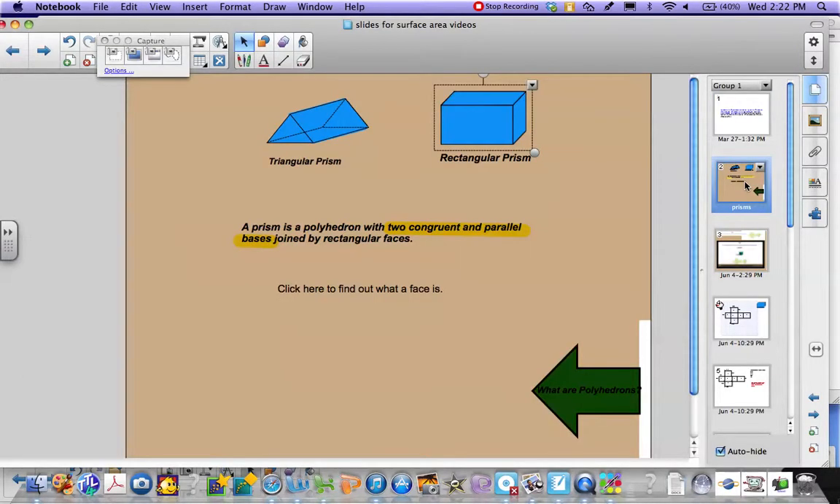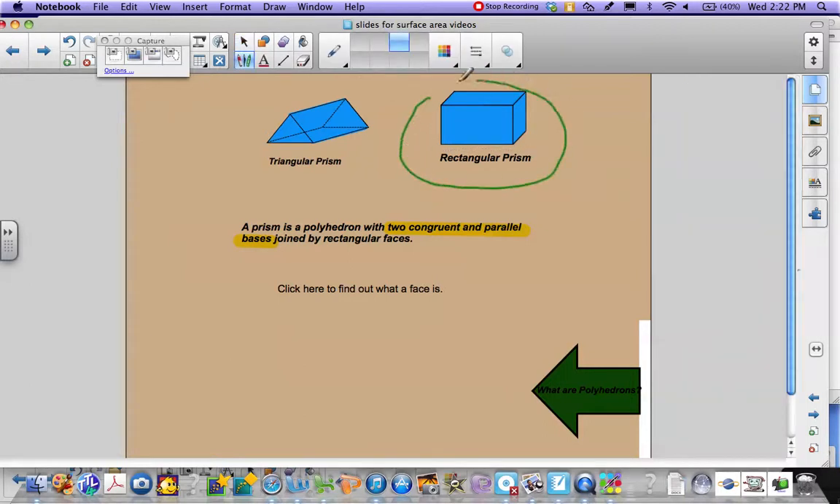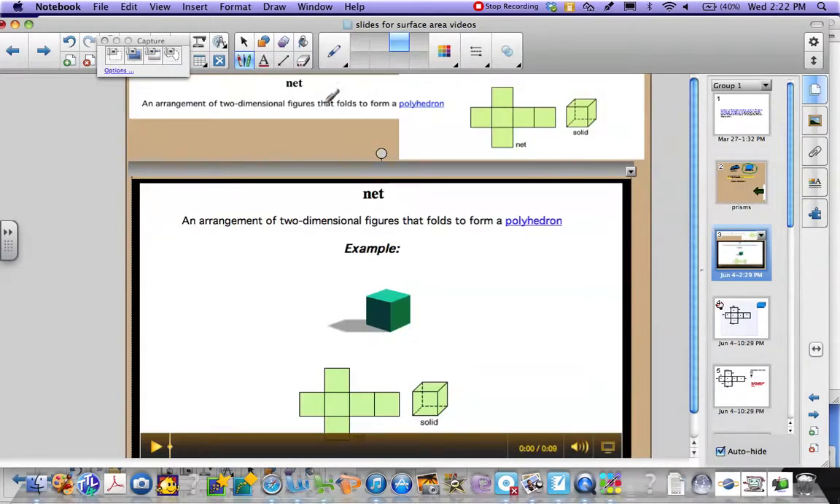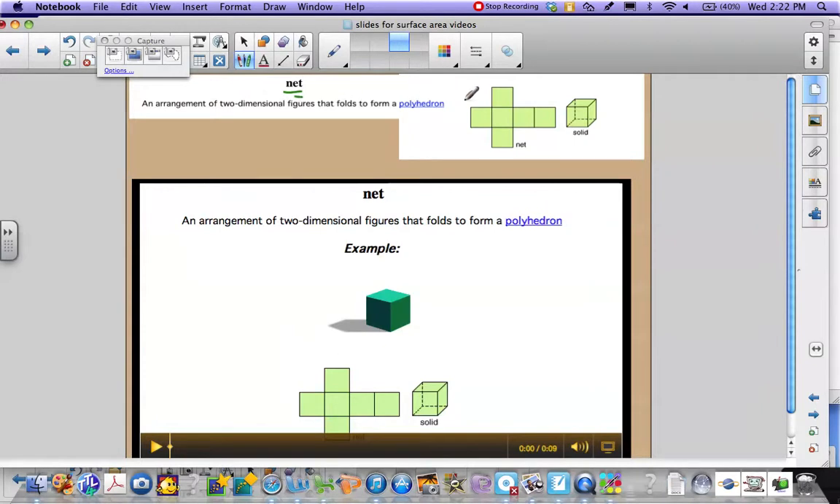Okay, so when we talk about surface area, we're finding the surface area of three-dimensional figures. You can see a rectangular prism here. We're going to find the area of each side and then add it together. Now, one way to help you do that is to use a net. A net is an arrangement of two-dimensional figures that will fold up to give you a three-dimensional figure.